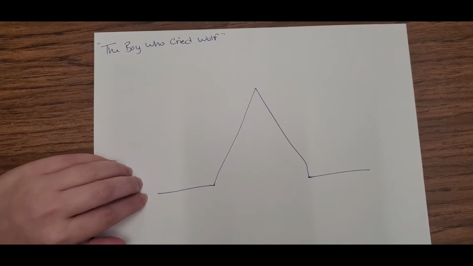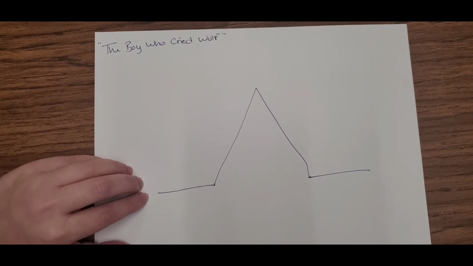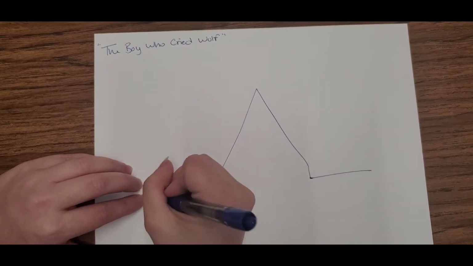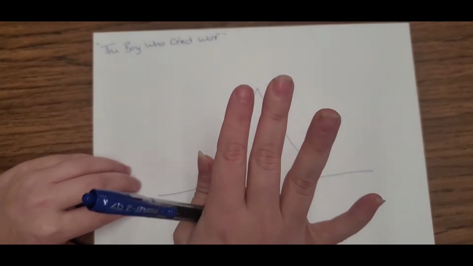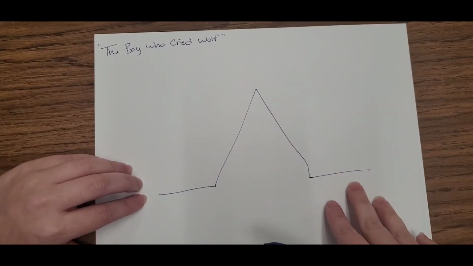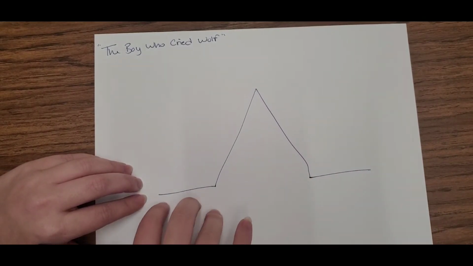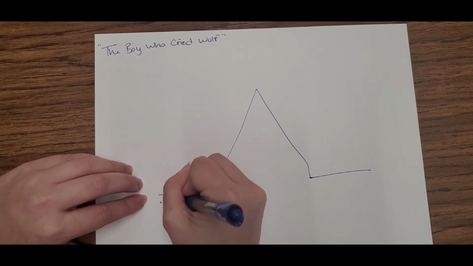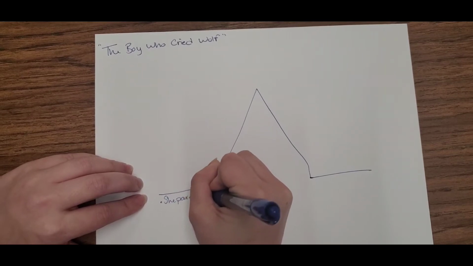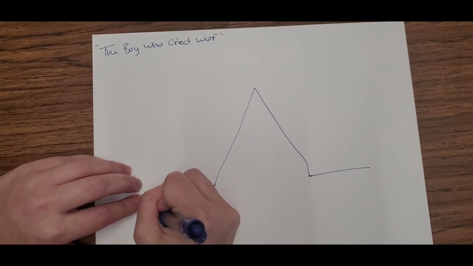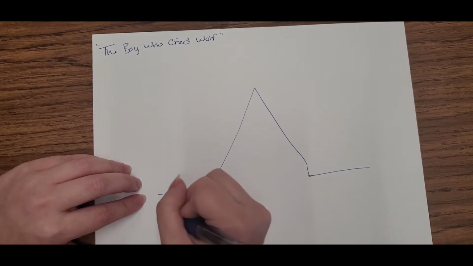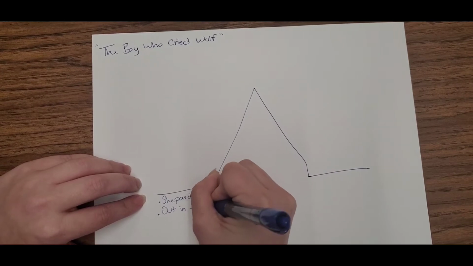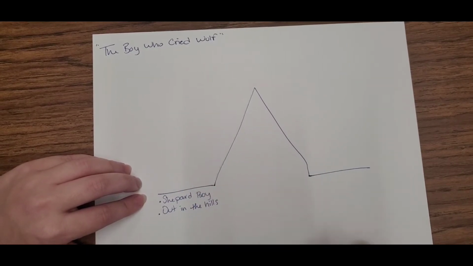Now remember, our exposition is where we introduce our characters and our conflict, setting, things like that. So we know that we have, and for these ones I'm going to do bullet points. Now for the rest I'm going to write incomplete sentences. Exposition will be the one place I might allow you to do a bullet point. So our character is a shepherd boy. Right, they live, well, I guess the setting is out in the hills, maybe. I guess they don't exactly tell us.